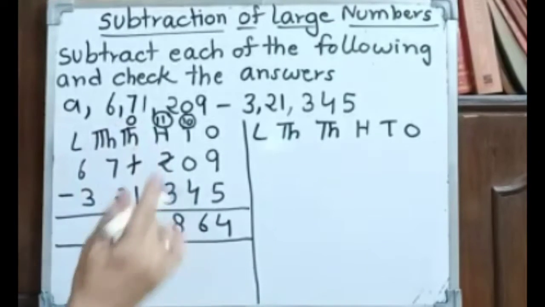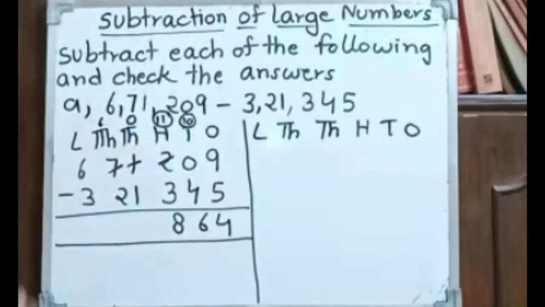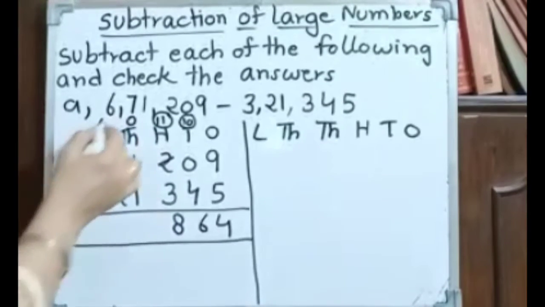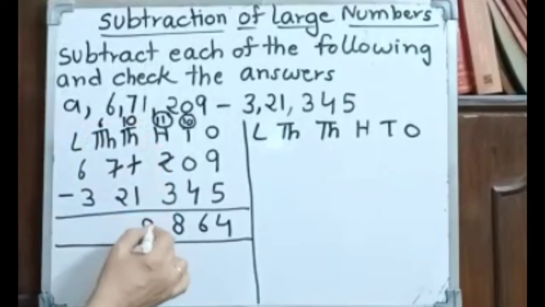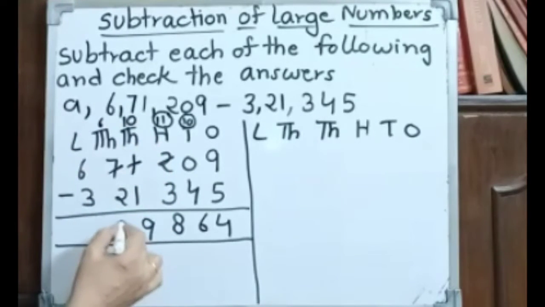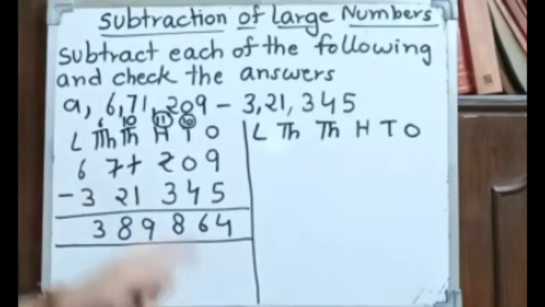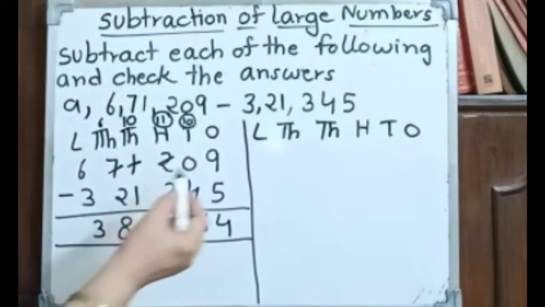So here we have 0. 0 minus 1, not possible. So borrow one number from here. Here we have 6. Now here we have 10. 10 minus 1, 9. 6 minus 2, 4. 6 minus 3, 3. So now I am going to tell you how to check the answer, that your subtraction is right or wrong. Now look at here once again.